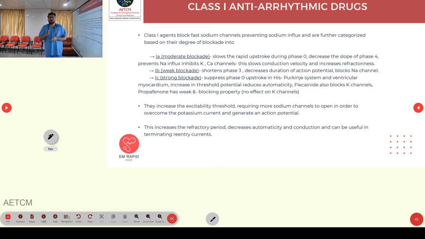Strong blockade is by 1C, which suppresses phase 0, as we discussed earlier in 1A as well. Phase 0 of the upstroke is suppressed mainly in the His-Purkinje system and ventricular myocardium, and it increases the threshold potential, and this is what reduces the automaticity. Flecainide also blocks the potassium channels, whereas propafenone has a weak beta blocking property. They increase the excitability threshold, which requires more and more sodium channels to open up in order to overcome the potassium current and generate an action potential. This increases the refractory period, decreases the automaticity and conduction, and is useful to terminate these arrhythmias.